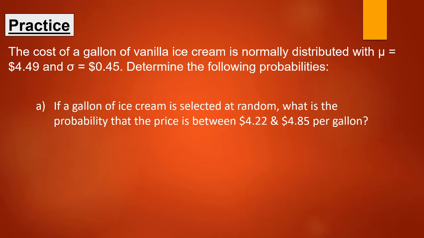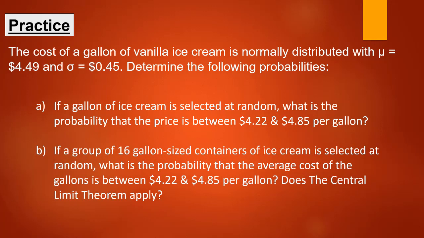If a gallon of ice cream is selected at random, what is the probability that the price is between $4.22 and $4.85 per gallon? And then secondly, if a group of 16 gallon-sized containers of ice cream is selected at random, what is the probability that the average cost of the gallons is between $4.22 and $4.85? So the same question as part A, but now we're talking about a group of 16 gallon-sized containers of ice cream instead of just one.